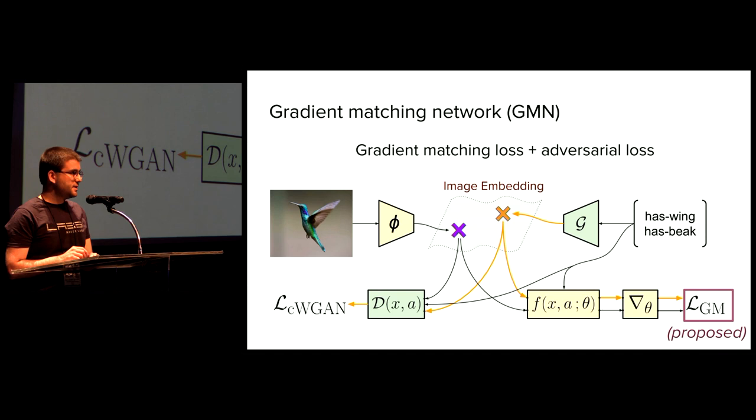First, we extract image embeddings from a pre-trained CNN model and then learn a generator and a discriminator network on top of the image embedding space. Here, both networks are conditioned on the class embeddings. And the gradients that we get by the gradient matching loss are backpropagated only to the generator network.